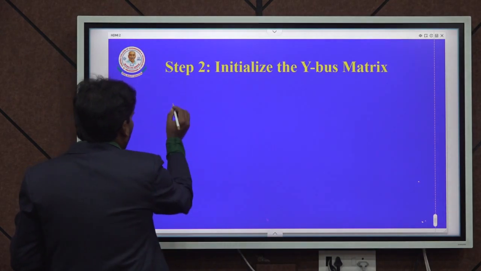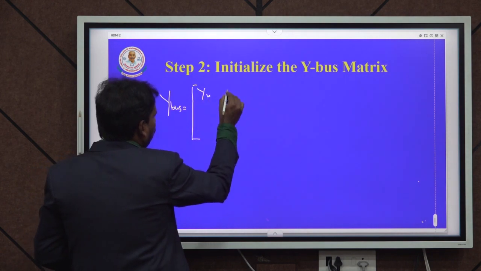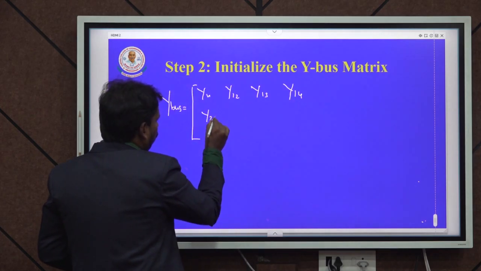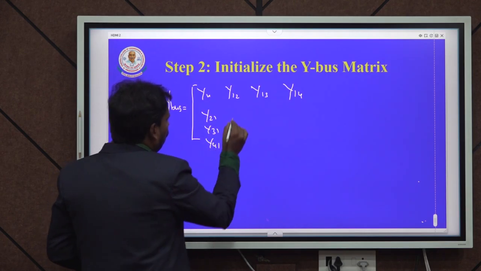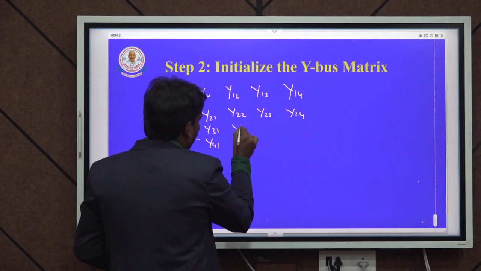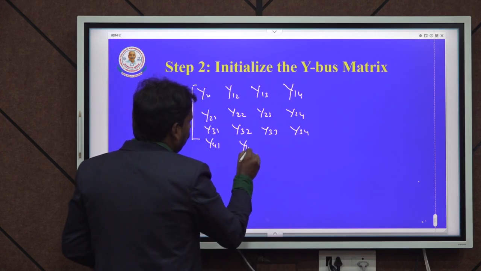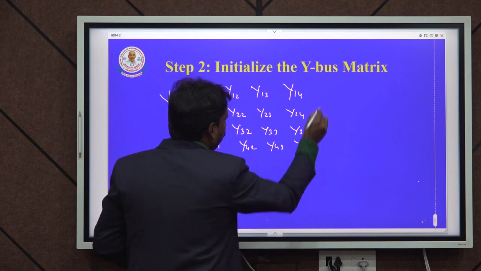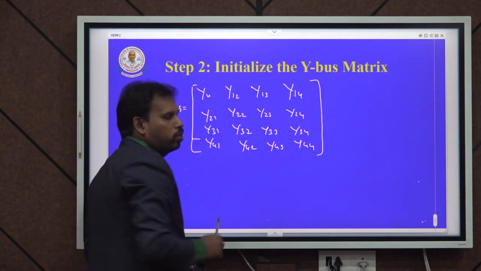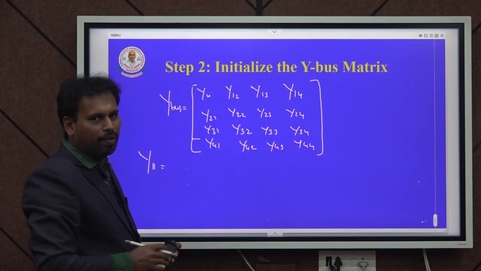Next step, we are going to write the Ybus matrix with 4 cross 4 elements. Y 1 1, y 1 2, y 1 3, y 1 4, and y 2 1, y 3 1, y 4 1. Likewise, we are going to fill all the matrix: y 2 2, y 2 3, y 2 4, y 3 2, y 3 3, y 3 4, y 4 2, y 4 3, y 4 4. This is the overall Ybus. We need to find the diagonal elements by using rule 1 and the off diagonal elements by using rule 2, mutual admittance. That is our aim. The y 1 1 formula is the sum of all the values connected to the bus.